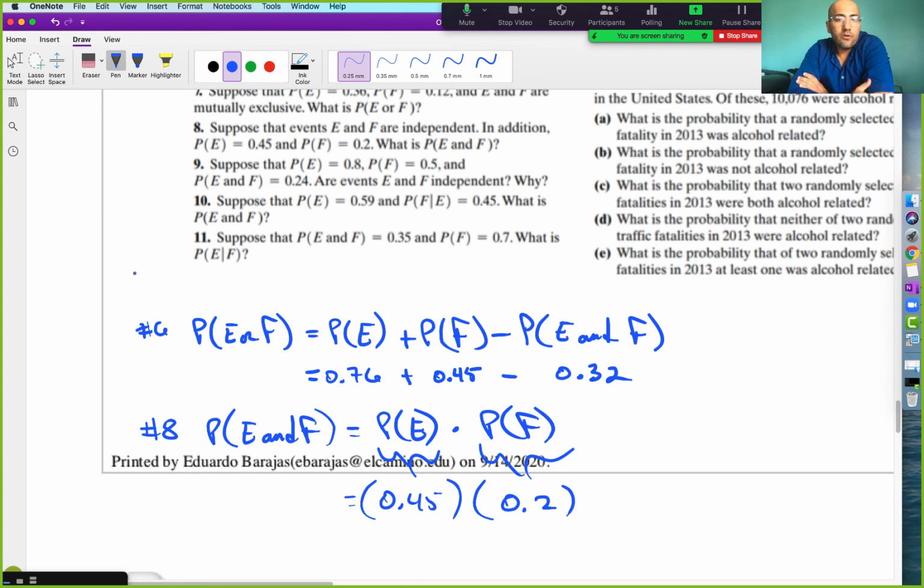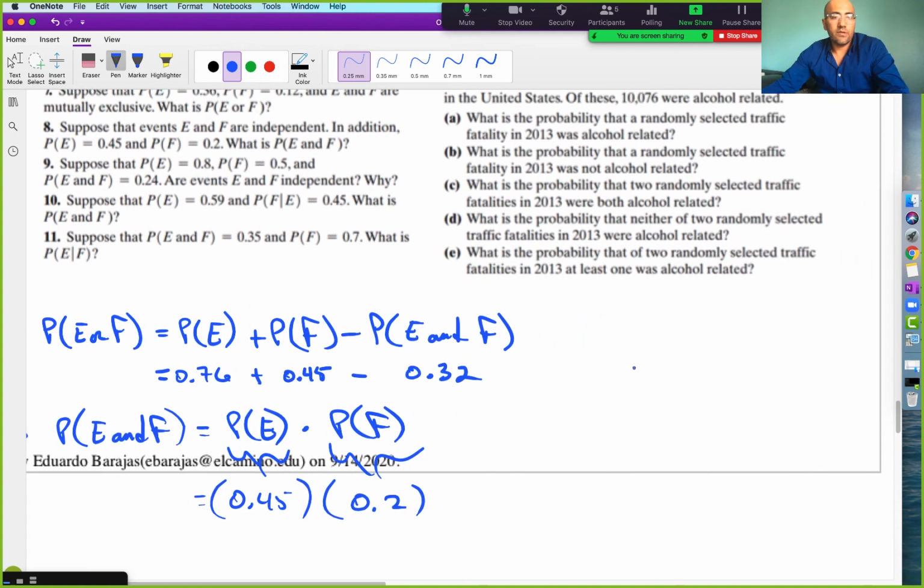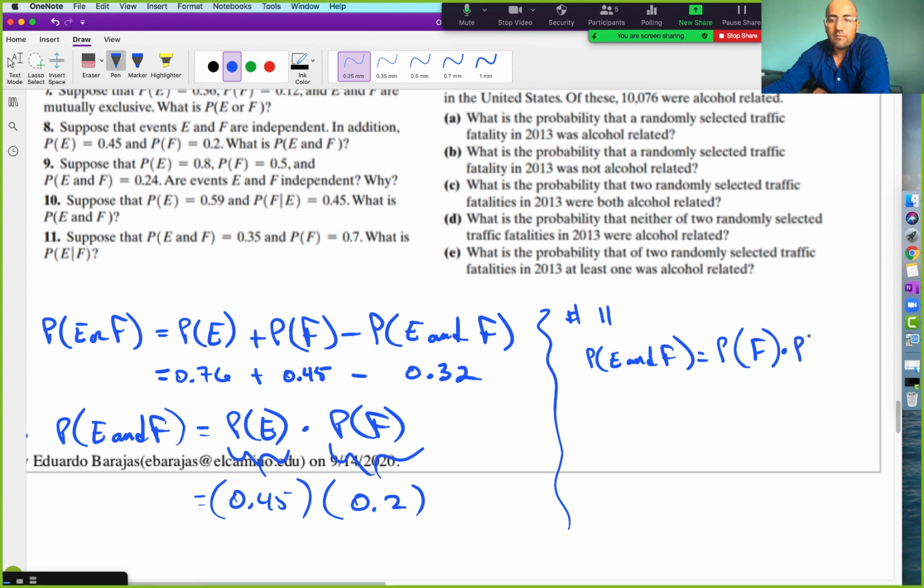Okay, number 11. Suppose the probability of E and F is equal to 0.35. The probability of F is 0.7. What is the probability of E given F? Okay, so for number 11, we want to take advantage of our conditional probability formula. We have that the probability of E and F is equal to... oh no, well, we're working with F, so let's do that one. It's equal to the probability of F times the probability of E given F.